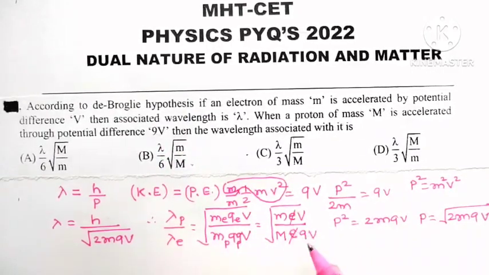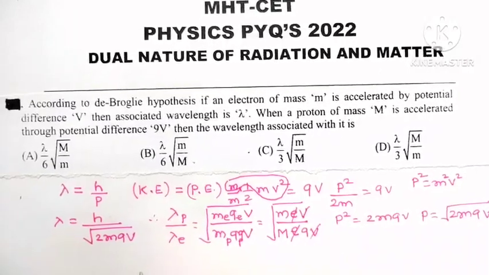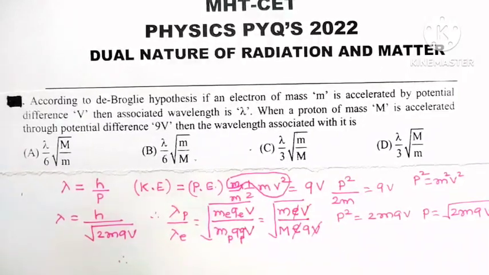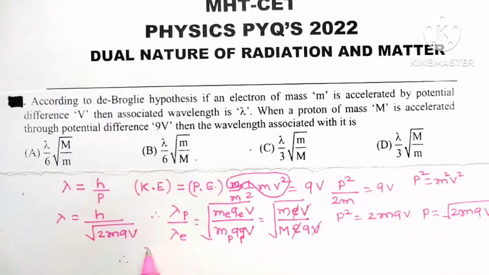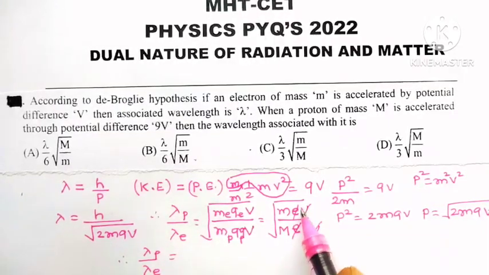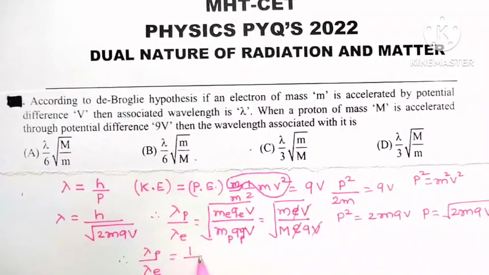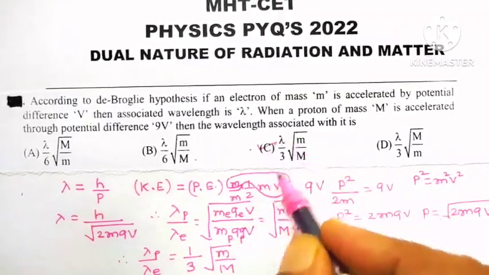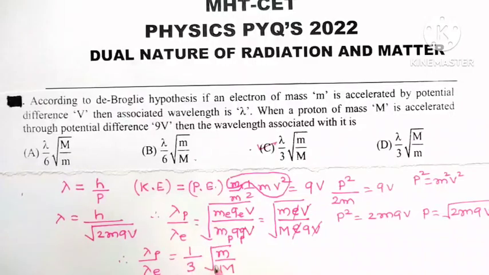So this e gets cancelled with e, V gets cancelled with V. Therefore lambda p divided by lambda e is equal to, see here, 1 by 9. When it is taken outside the square root, it becomes 1 by 3, and inside the square root it is mass of electron, small m, divided by mass of proton, capital M. So which option is correct? It is option C, lambda p by lambda e.